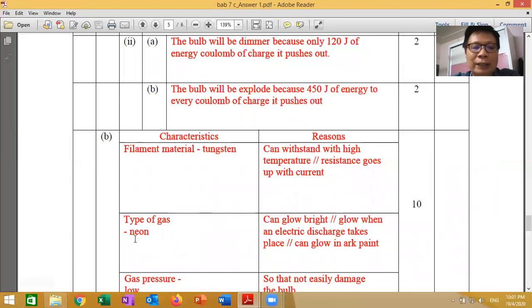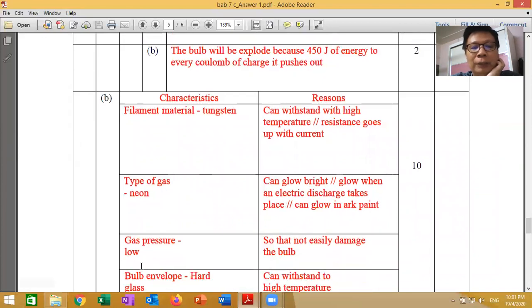The gas inside is neon, because it can glow brighter when electric discharge takes place. The reason we choose neon is that it can glow brightly. And the pressure inside must be low, so that it is not so high that it will explode, so the bulb is not easily damaged.